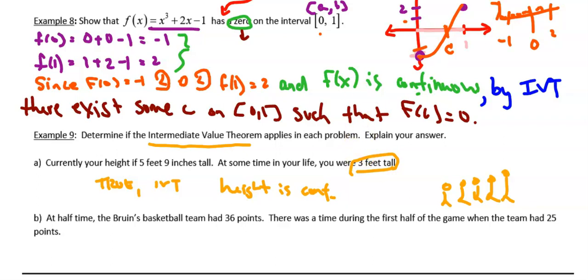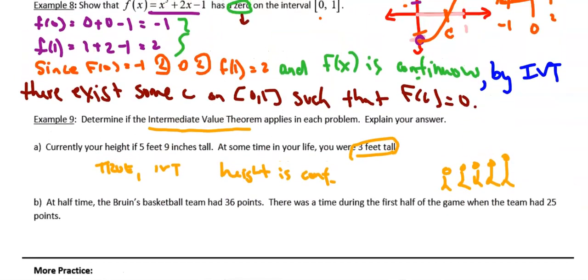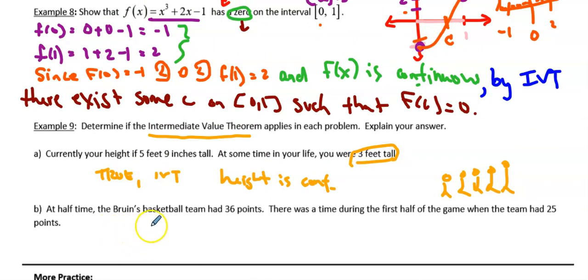So for example, 9b says at halftime, the Bruins basketball team has 36 points. So there had to be a time in the first half of the game where the team had 25 points. Now, if you don't know basketball, then you may not be sure about it, but this is clearly a false statement. And so we could look at a time where the Bruins had 23 points, right?